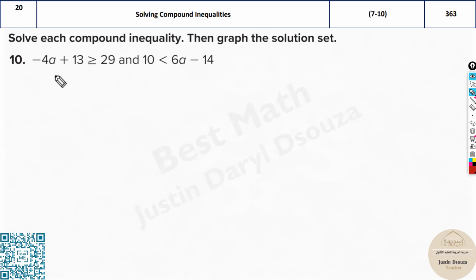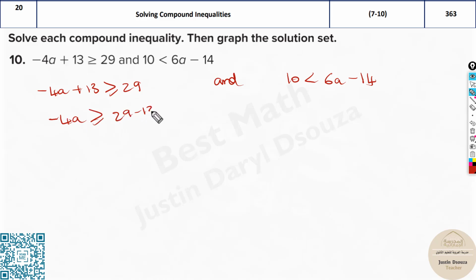And again, we have an AND problem. Let's do this as well. This is the last problem in this writing part. Minus 4a plus 13 is greater than or equal to 29. And we have 10 is less than 6a minus 14. So let's solve this. Minus 4a will be greater than or equal to 29 minus 13. Whereas over here, we will take this minus 14 to the other side. It becomes plus 14 less than 6a. It will be 24 is less than 6a. And over here, we have minus 4a is greater than or equal to 16. 29 minus 13 will be 16.